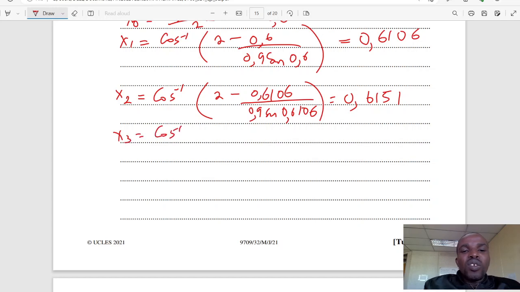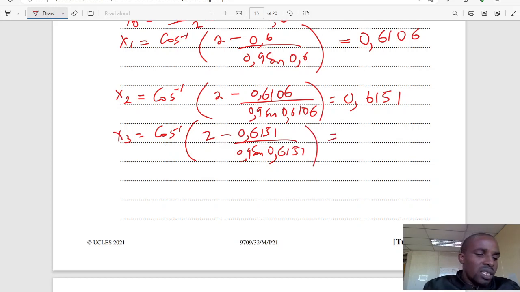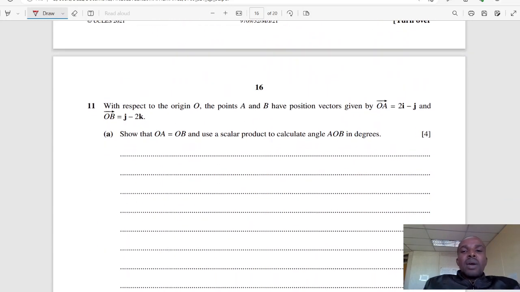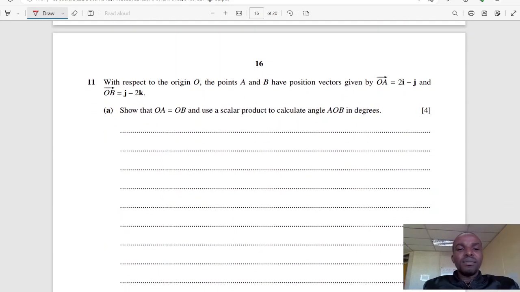It's arc cos of 2 minus 0.6151 over 0.9 sine 0.6151. Then what will be the answer here? It's 0.6170. Now if you round this one, you get 0.62. So that's the root. So the root is 0.62 to 2 decimal places. Done. Right, next question. Question number 11.